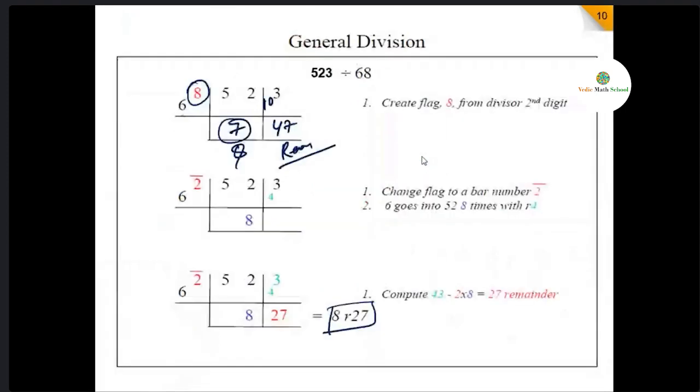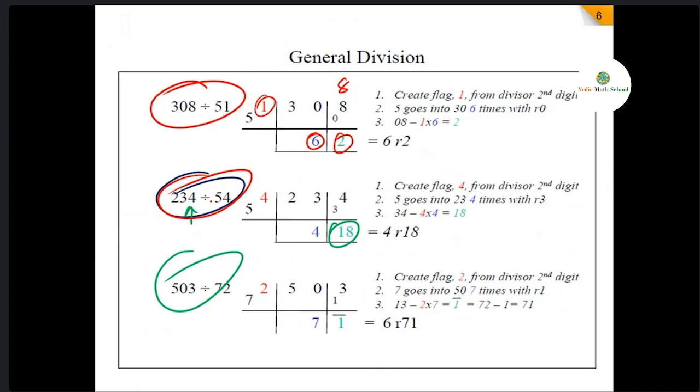Let's take the next example. 234 divided by 54. Again, 234: 23 is there, 4 is outside, and this 54 will be written down as 5 and 4. Any confusion in this step? Now, this 23 will be divided by 5. Tell me how many times?